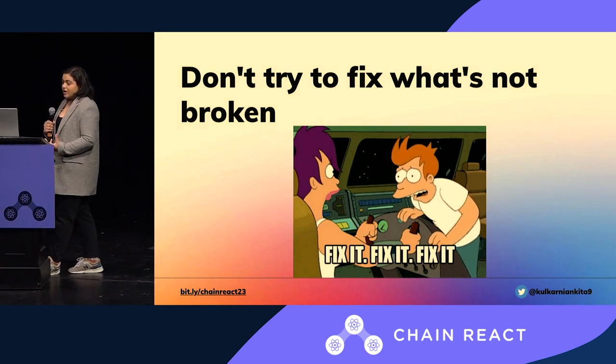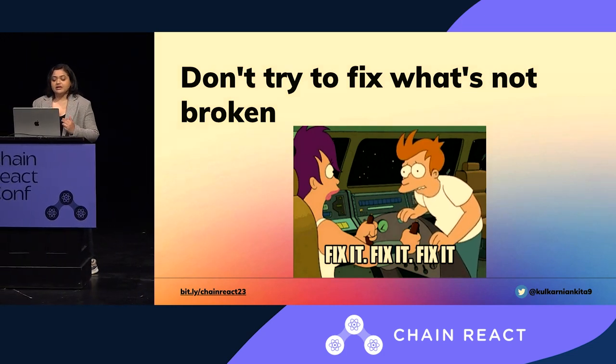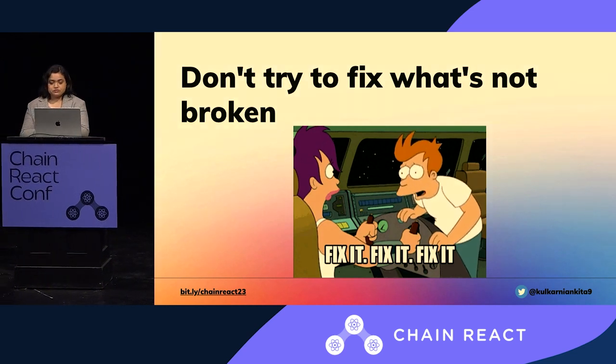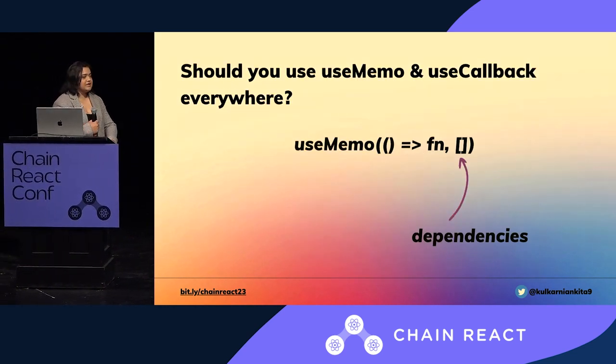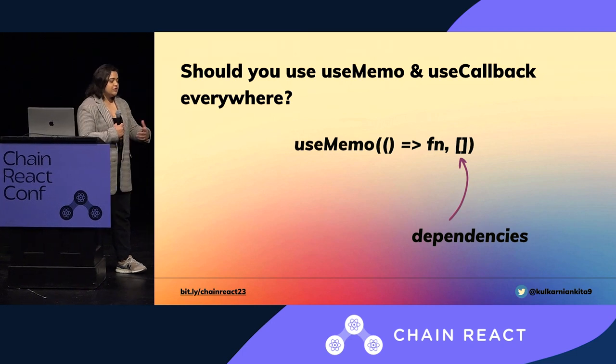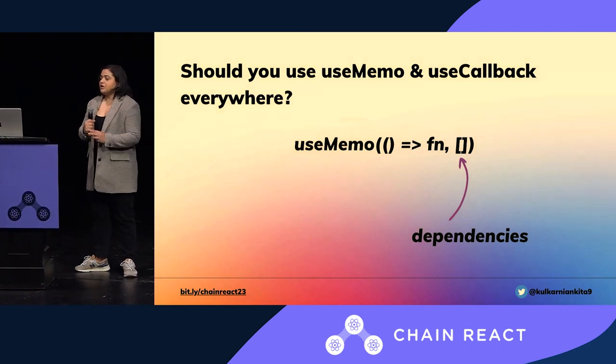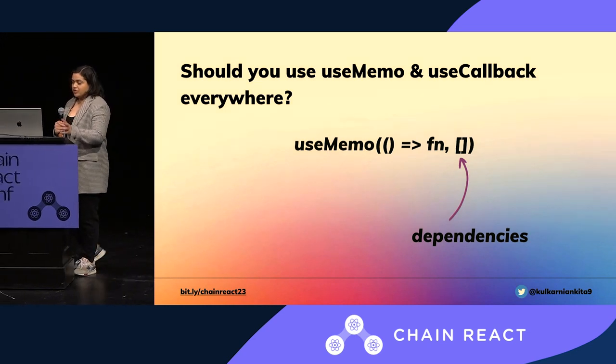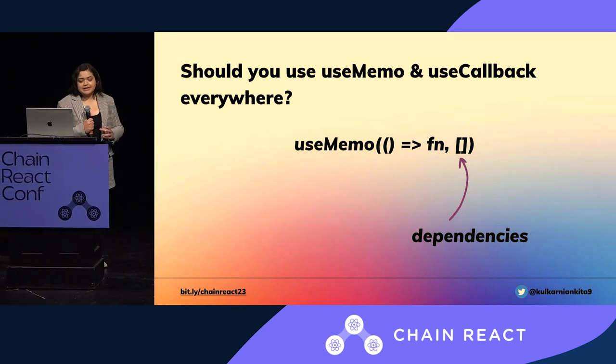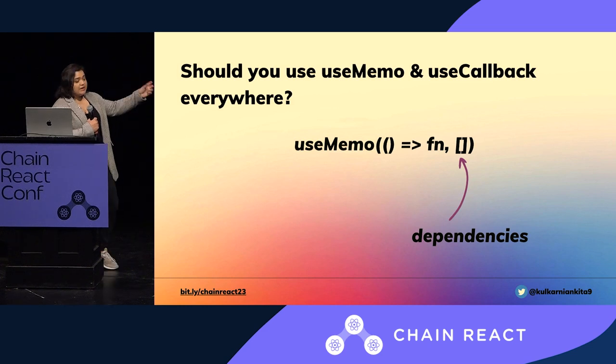Because you need to keep in mind that not everything needs to be memoized. So should you use the hooks available, like useMemo, useCallback, React.memo, everywhere? Well, let's look at how memo works and then we will talk about that. So now in this case, you will see that there is a dependencies array.